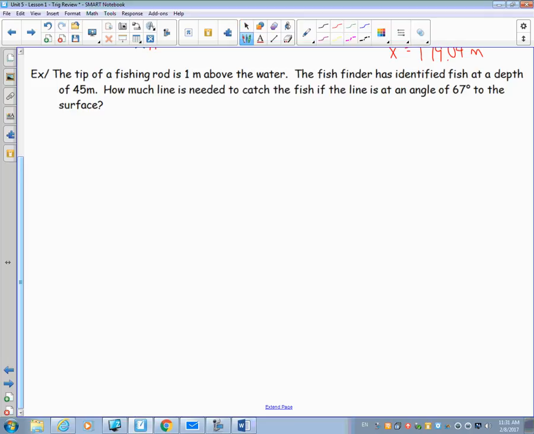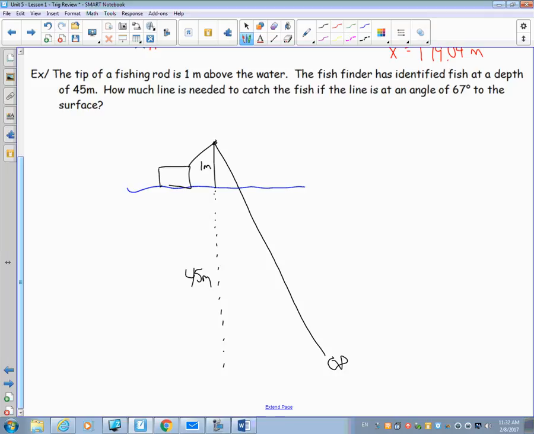So let's visualize this. Here's the water. We've got a guy sitting in the boat, and he's got the fishing line 1 meter above the water. That's the tip of the fishing rod. But the line comes out and tries to catch our fish. Fish are down here, right? Fish. That's a really bad fish. Presents a fish. Way below. How far below? Those fish are way down here, 45 meters below the surface.